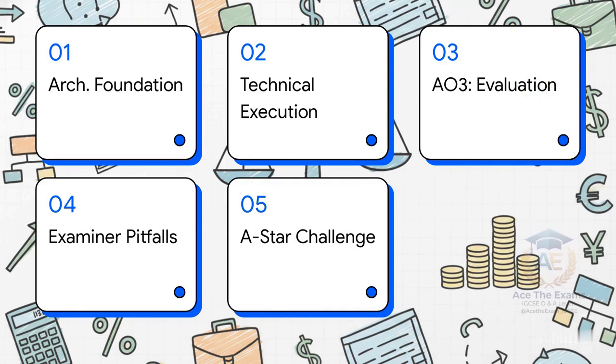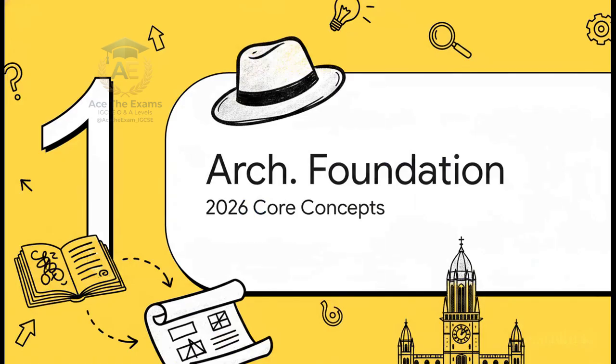Here is our masterclass roadmap for today. We're kicking off with the architectural foundation, jumping into method marks and technical execution, exploring AO3 ratios and evaluation, tackling essential examiner pitfalls, and finally, wrapping up with an A-star challenge. Let's get moving. Section 1.